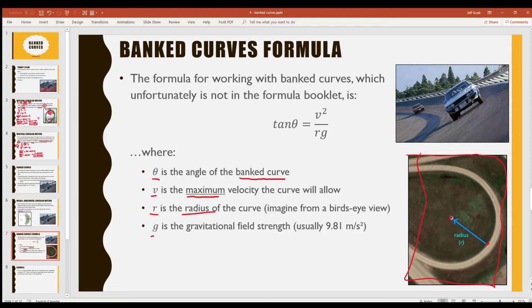And then last but not least, g is of course the gravitational field strength. I don't know if there's going to be any cases where we'll talk about a banked curve on another planet where the gravitational field strength would be different. Theoretically, I could ask that. So just usually though, as long as it's on Earth, it's going to be 9.81 meters per second squared.